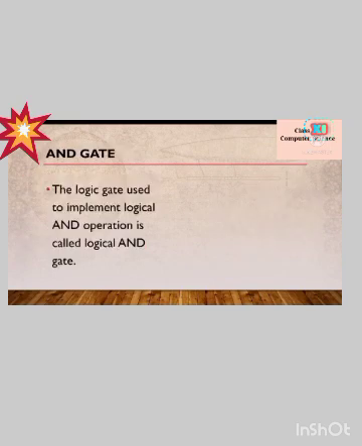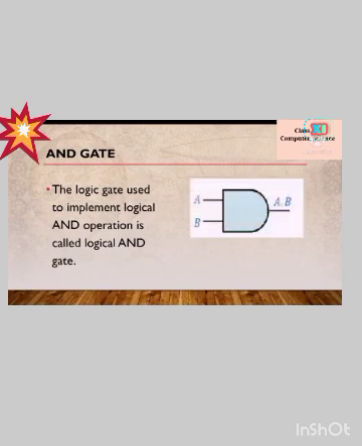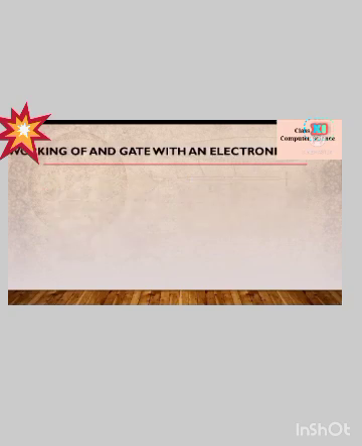AND gate. The logic gate used to implement logical AND operation is called logical AND gate. This is the symbol for AND gate. This symbol you must remember. We have to give two inputs A and B. The notation is A dot B.